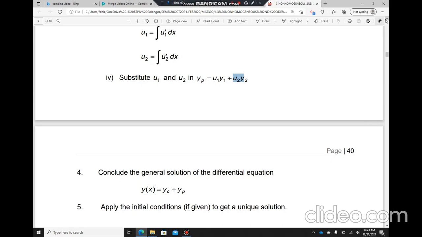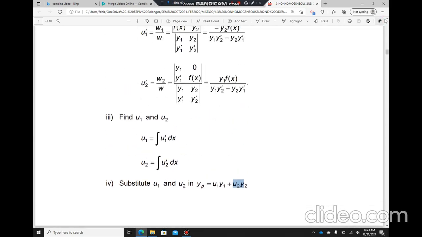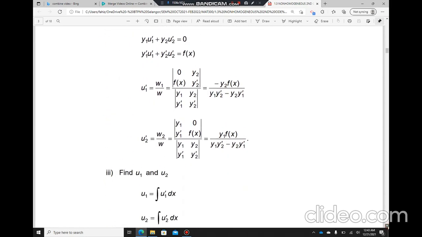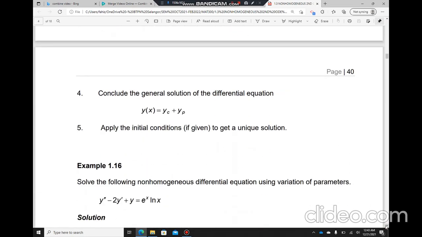Okay, so untuk method ni dia cuma beza dekat step number 3 untuk cari YP. Yang lain sama dengan undetermined coefficient. So awak still lagi kena cari Y equals YC plus YP, and then kalau ada initial condition kena cari the constants to get a unique solution.